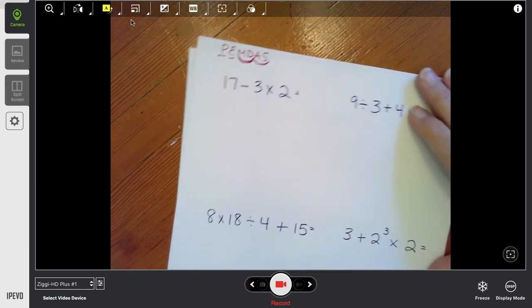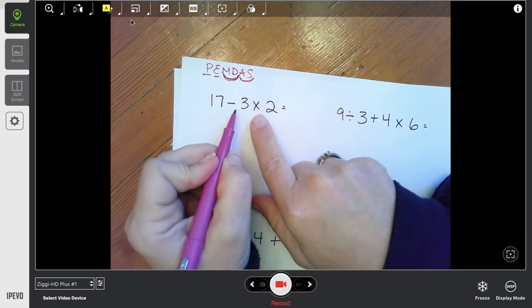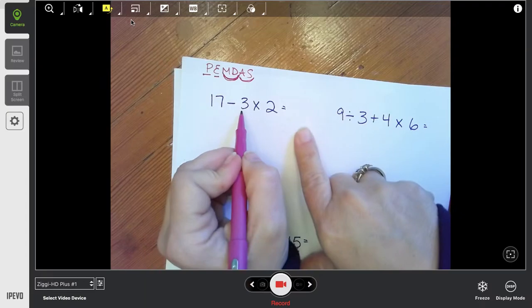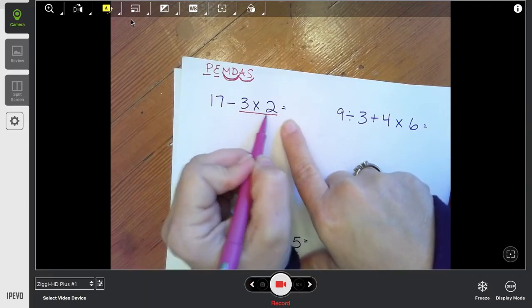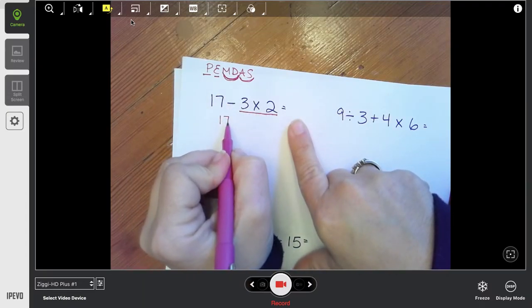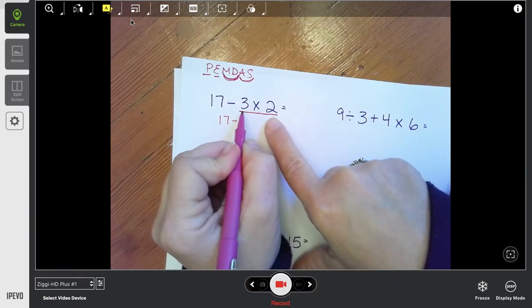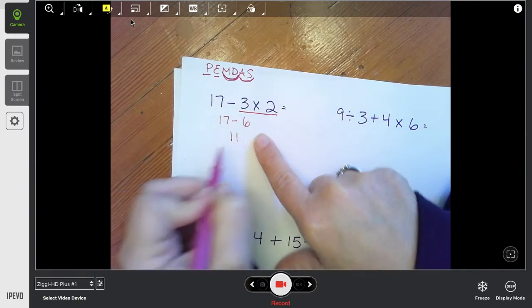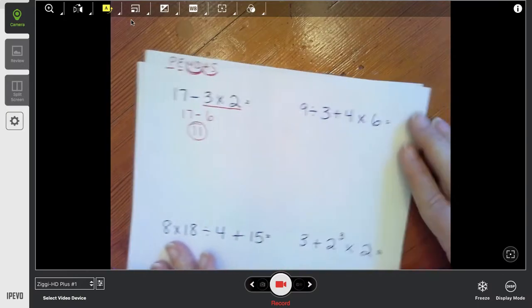Okay, so let's try this one. We have a minus and we have a multiplication. We add and subtract last, so we're going to do the multiplication first. So I'm going to grab the numbers in front and behind that, leave everything else alone, and then solve this one operation. So 3 times 2 is 6. 17 minus 6 is 11. Okay? All right, scooting on over.